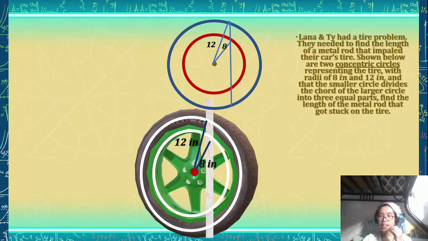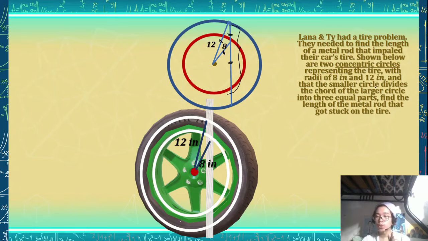So we have here Lana and Ty had a tire problem. They needed to find the length of a metal rod that impaled the car's tire that they have. Shown below are two concentric circles representing the tire. This is the radius of the small circle, or the plate of the tire, which is 8 inches, and then we have 12 inches for the radius of the entire tire itself. And the smaller circle divides the chord of the larger circle into 3 equal parts.